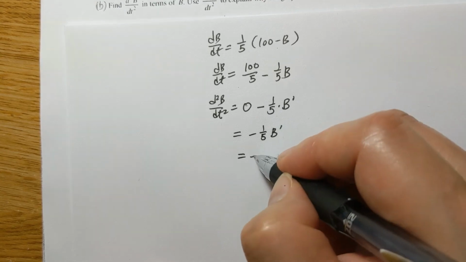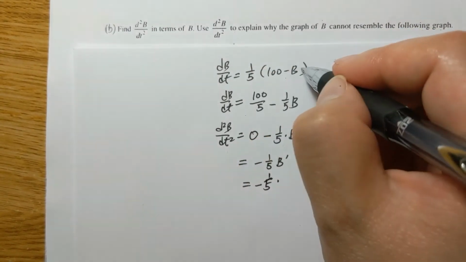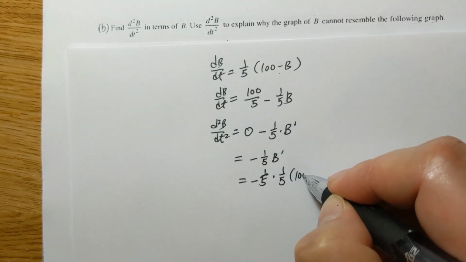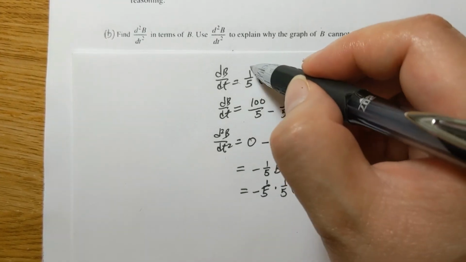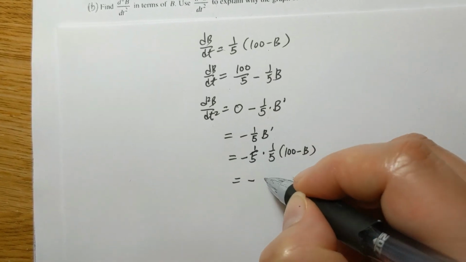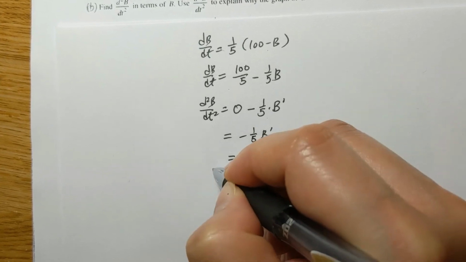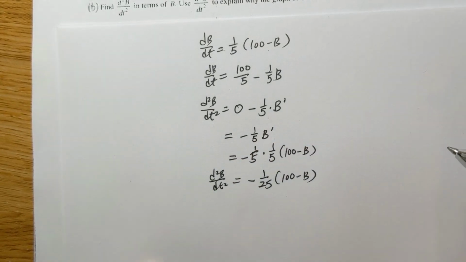I have to make it entirely in terms of B. Because this is B prime, I'm going to substitute my B prime into here. So I'm going to simplify a little bit. I got negative 1 over 25 times (100 minus B). This is my second derivative. I found my second derivative equal to negative 1/25 times (100 minus B).